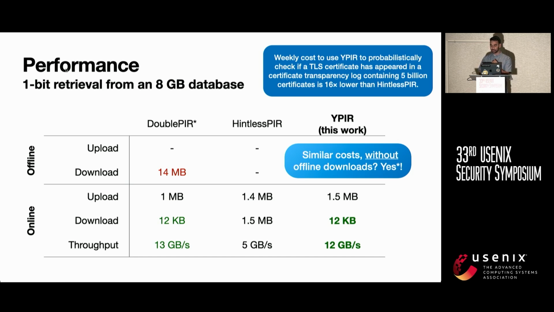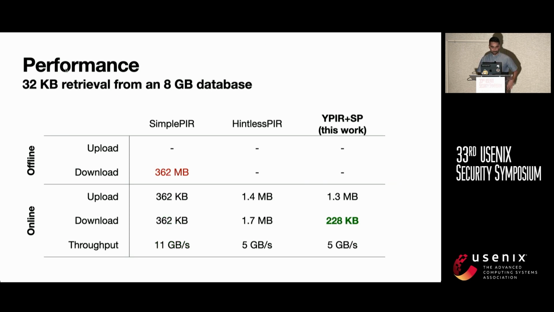In our application to certificate transparency, the response size being smaller lowers costs as computed using AWS costs. And for large item retrieval, this is a better comparison directly to HintlessPIR because HintlessPIR was designed to work on large items. And here the advantage is very clearly that the response size is much smaller. And we maintain the same level of throughput and query size. And we have no hints.